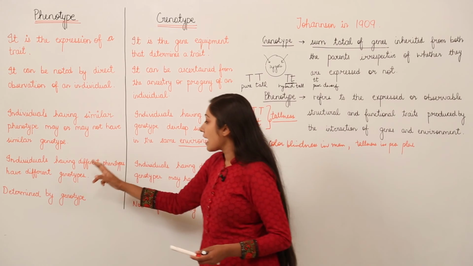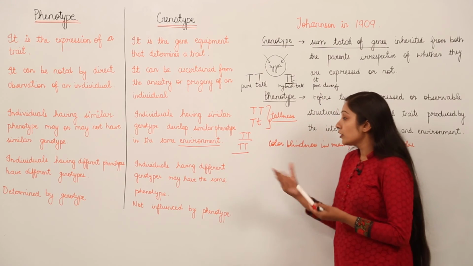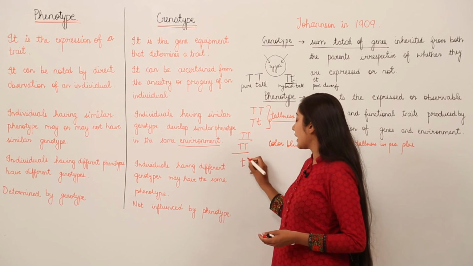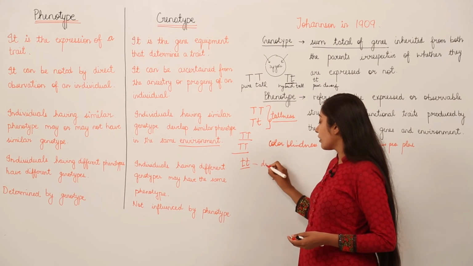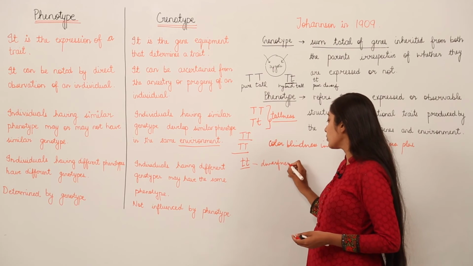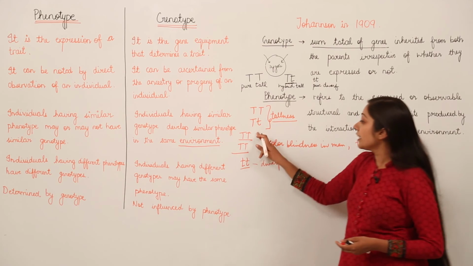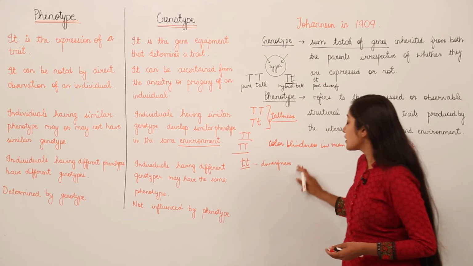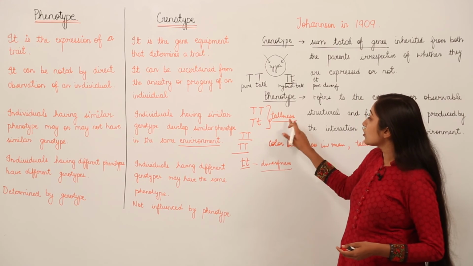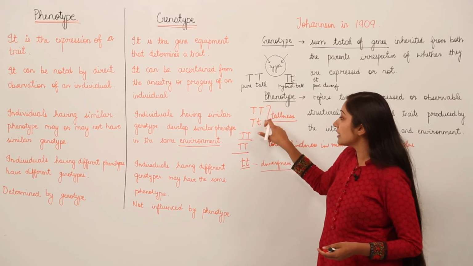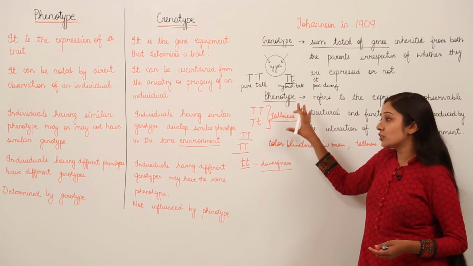Next, individuals having different phenotypes have different genotypes. So you all know that this combination is going to encode for dwarfness, right? So what does this mean? This is going to encode for dwarfness, meaning individuals having different phenotypes have different genotypes. Now this phenotype, that is dwarfness, is going to have this genotype, and this phenotype, that is tallness, is going to have this or this genotype. So individuals having different phenotypes have different genotypes, okay?